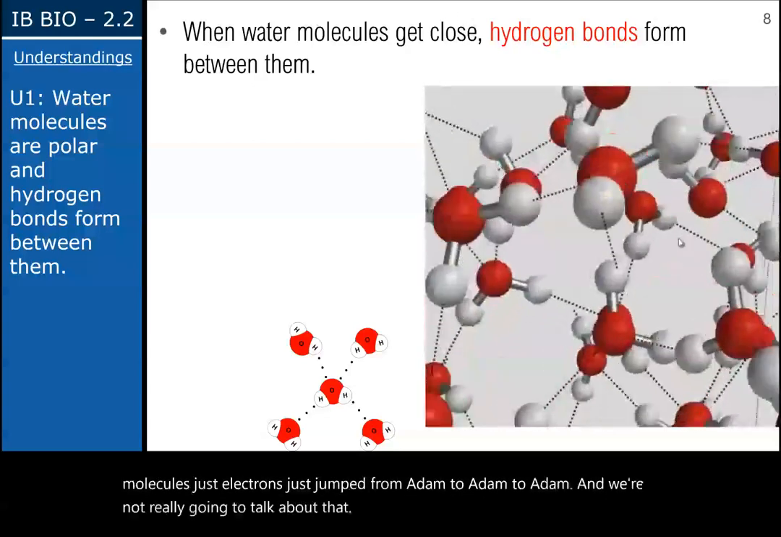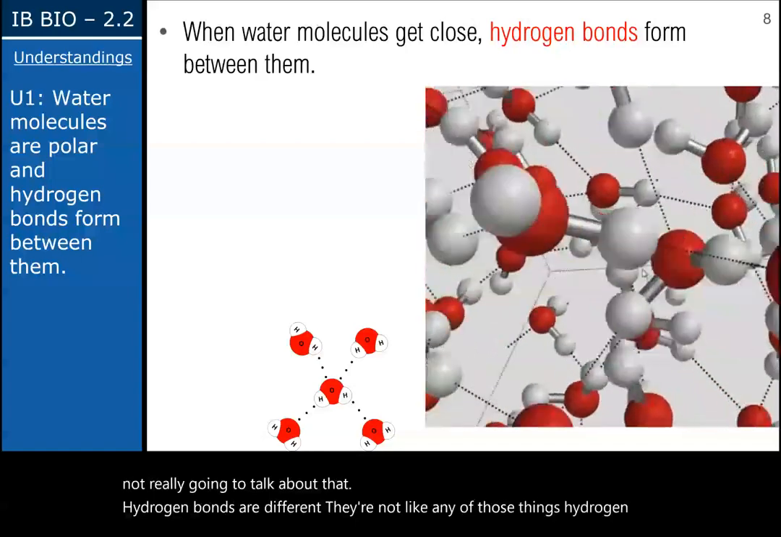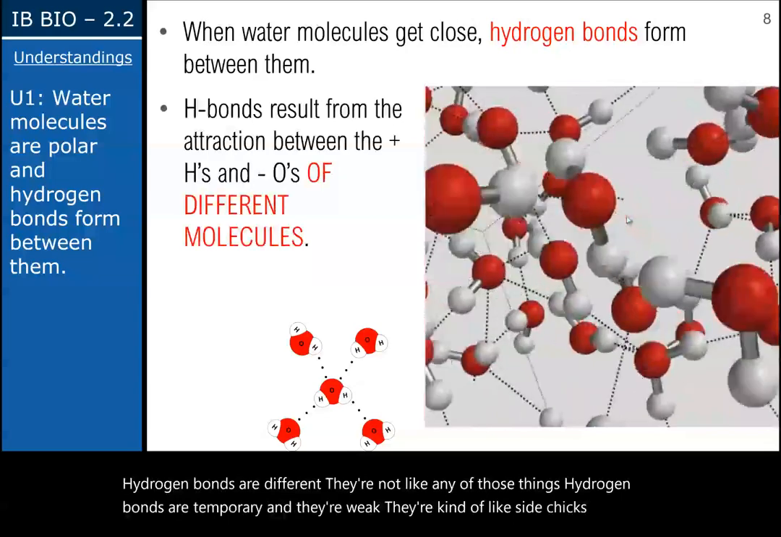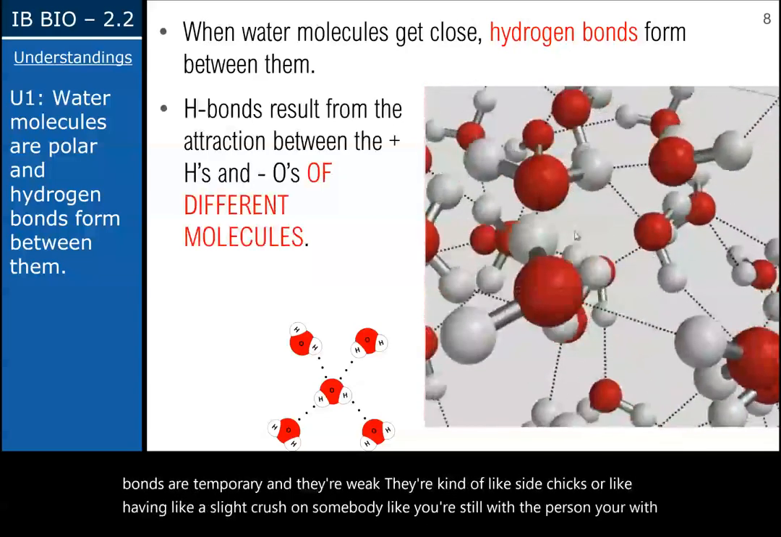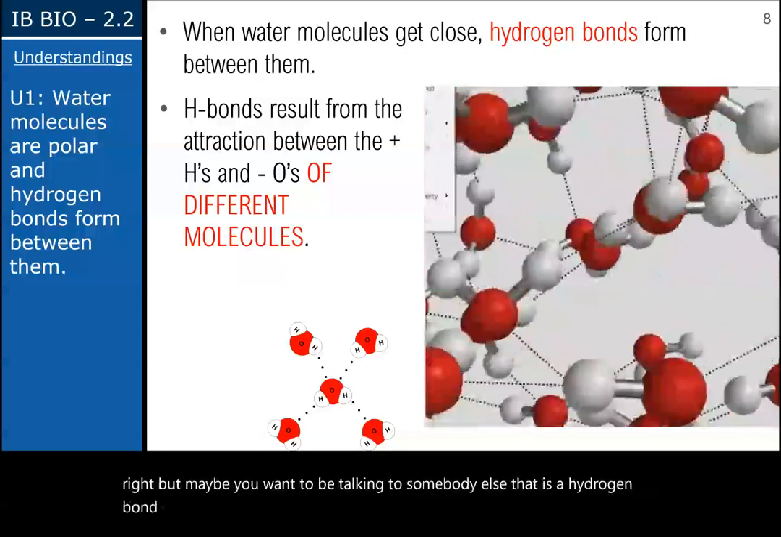Hydrogen bonds are different. They're not like any of those things. Hydrogen bonds are temporary and they're weak. They're kind of like side chicks or like having a sly crush on somebody. Like you're still with the person you're with, right? But maybe you want to be talking to somebody else. That is a hydrogen bond. It's temporary and it's ephemeral.